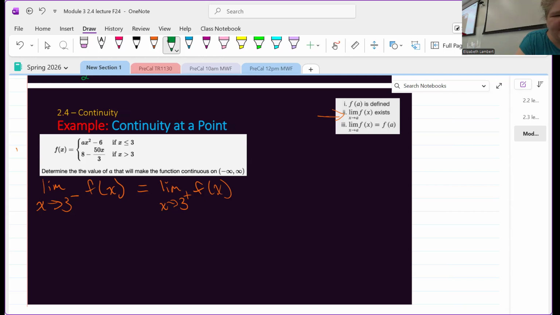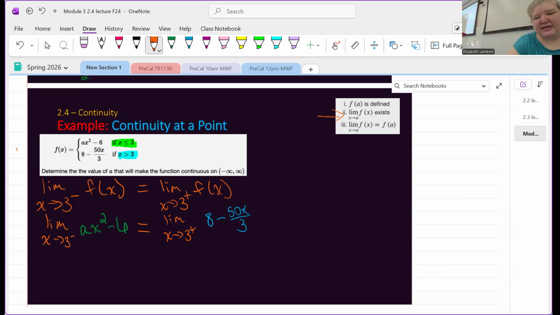Now, when I look at this, my left side of 3, that's when x is smaller than 3. That's my first function formula. So I'm going to plug that formula in. So my f of x is this, ax squared minus 6. Then my other side, when x is greater than 3, my function formula is that 8 minus 50x over 3. I still have the limits in here. And I'm still saying these better be equal. Now, when I'm trying to evaluate this limit, let's jump to the right. So the limit as x approaches 3 from the right of 8 minus 50x over 3. What would I do to calculate what this limit equals?